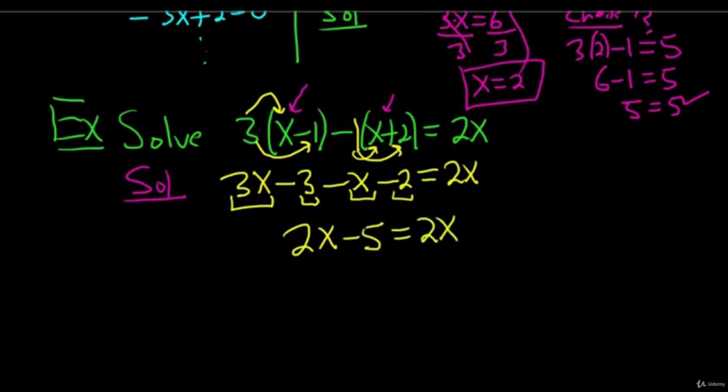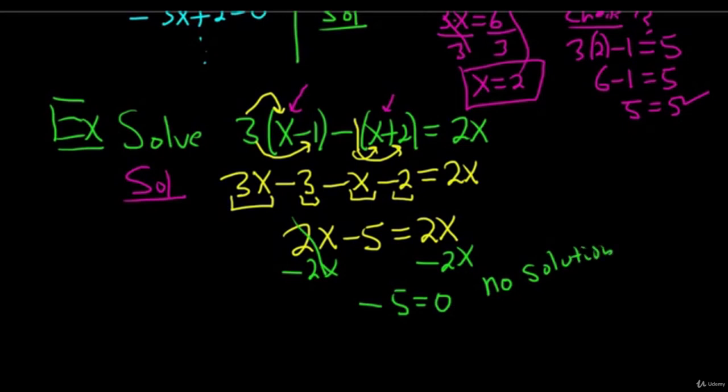Combining like terms, we have 3x minus x, that's 2x, and negative 3 minus 2 is negative 5. And that's all equal to 2x. Oh, wow, check this out. So we're trying to solve for x, so the goal is to get all of the x's on one side by themselves. So if we subtract 2x from both sides, something amazing happens. We get negative 5 equals 0. That is impossible. So the answer to this equation is no solution. This equation has no solution.